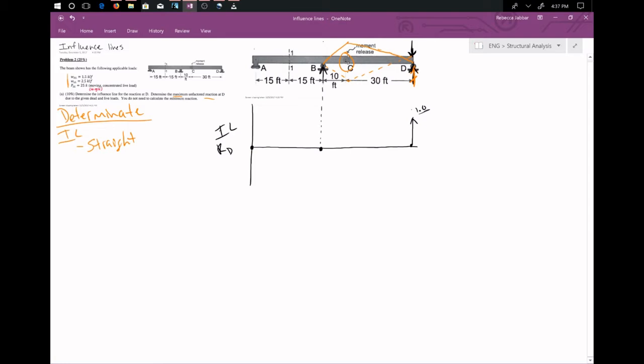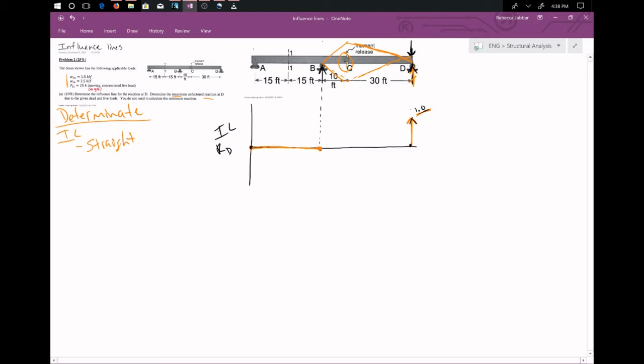So we can have that up or down happening on both sides. But between A and B, since this is 0 and this is 0, and we need them to connect, and we can only have a straight line, it'll just be 0 all the way across. So what this is saying is that any loads applied between these 2 points, A and B, will cause 0 reaction at D. And this line right here is showing that if we put a reaction right at D, we get 100% of that load going to D.